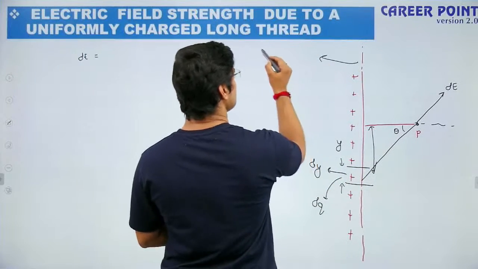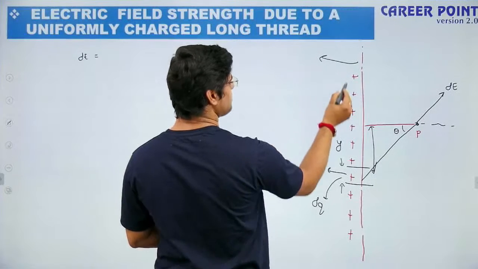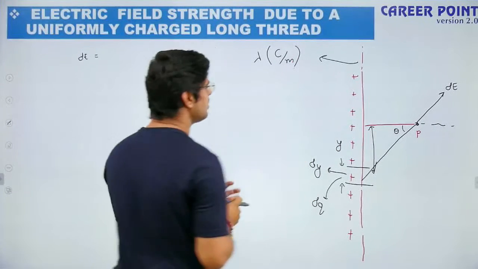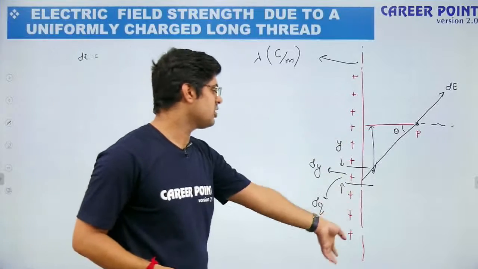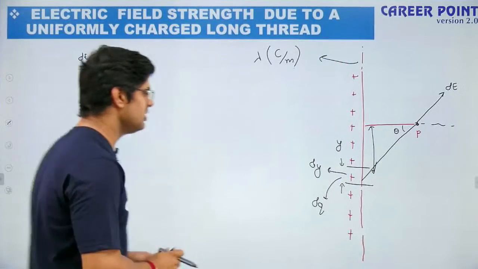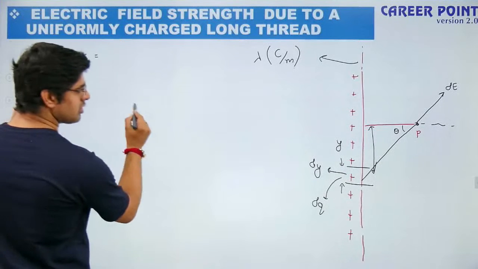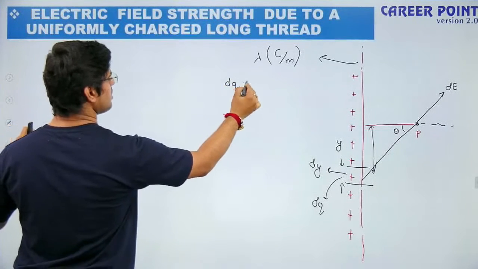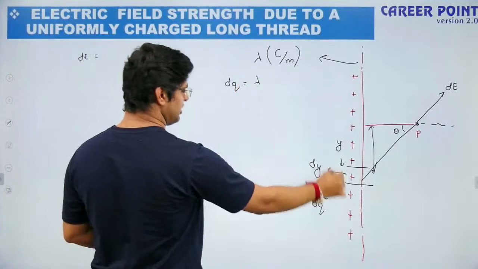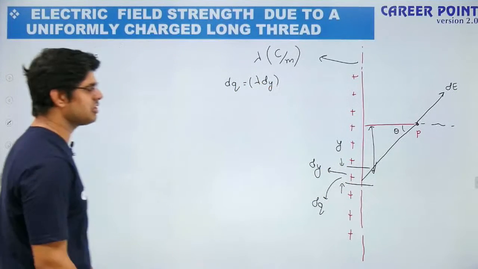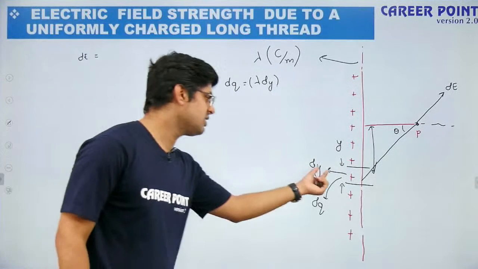Let's take the charge per unit length, that is lambda coulomb per meter, as the charge per unit length for this particular long thread. So in that case, dq can be written as charge per unit length lambda into length, that is dy. So that's what I am going to write when I have to write dq charge anywhere in the expression.